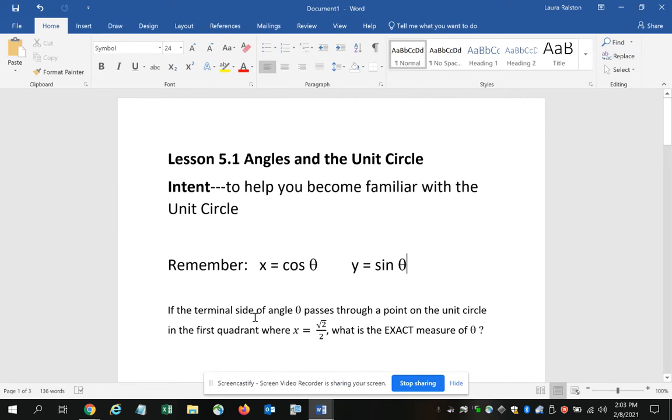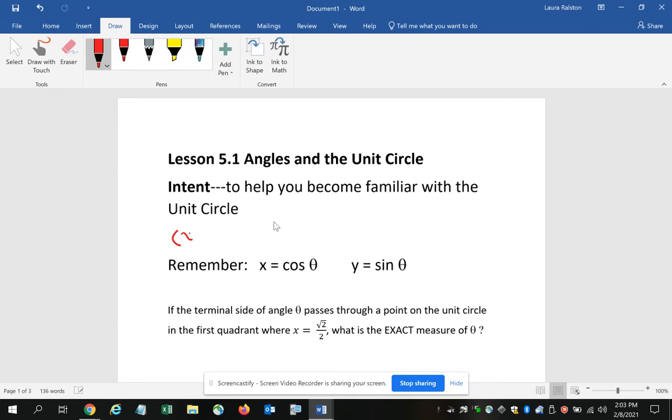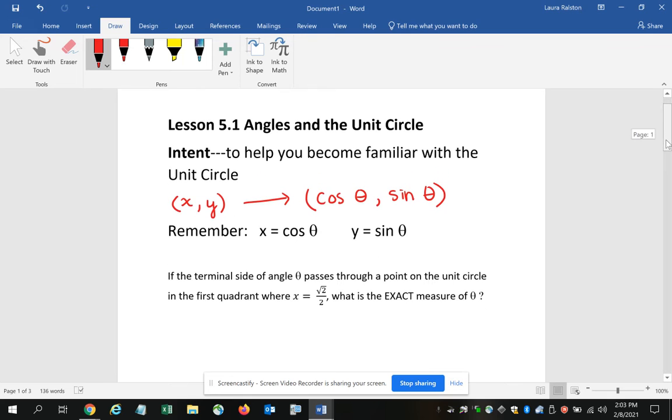The other thing that I want to remind you about is that normally, you'll see it written as an ordered pair because we're in the coordinate system. In the algebra, we write in the coordinate system x comma y. And you think about that in terms of trigonometry, it is cosine theta, sine theta. The x is the cosine and the y is the sine. Okay, so you may want to make yourself a note about that as well.